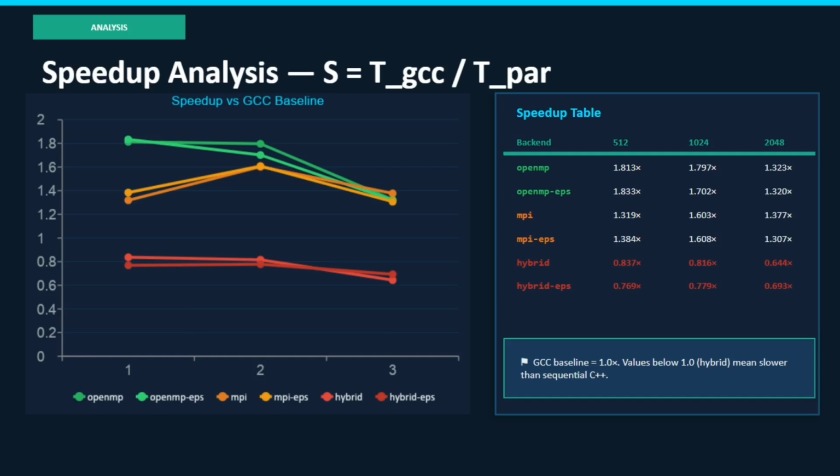This table shows speedup measured relative to the sequential GCC baseline. So GCC is 1.0 by definition, and anything below 1.0 means slower than doing it on a single thread. OpenMP peaks at 1.83 times at 512 by 512 images, but this drops to 1.32 times at larger images as memory pressure grows. MPI shows the opposite trend. It scales better with image size, improving from 1.32 times at 512 all the way to 1.38 times at 2048. The hybrid backend sits below 1.0 at every size, 0.84, 0.82, and 0.64 times respectively. There's no ambiguity here. On a single machine with shared memory, the hybrid approach simply does not pay off. Next slide.